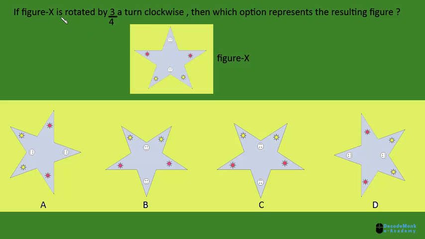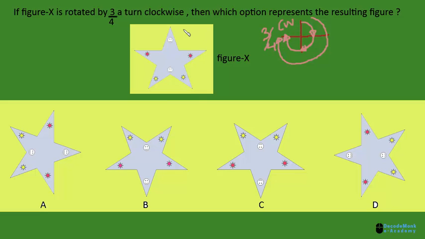If figure X is rotated by 3 by 4 of a turn clockwise, then which option represents the resulting figure? The figure is same as before. So it is asked if you turn the figure 3 by 4 of a turn. So as we already know, this is 1 by 4, this is half turn clockwise, and this is 3 by 4 turn clockwise. So this whole is 3 by 4 turn clockwise.